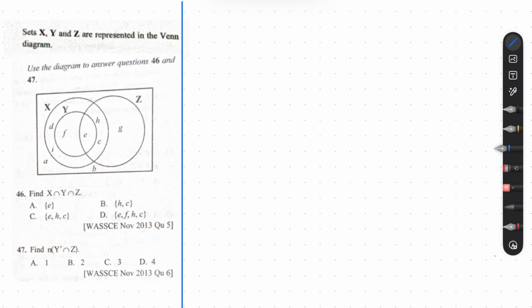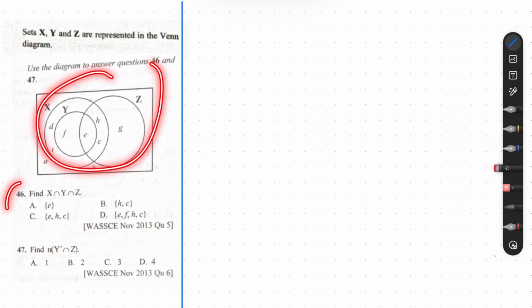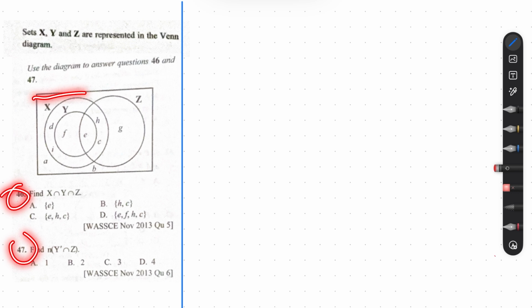46 is part of a set of questions, which is 46 and 47. We use this diagram to answer 46 and 47. So before we start solving the questions, let's look at this diagram. In this diagram, we have z, which is this whole set.